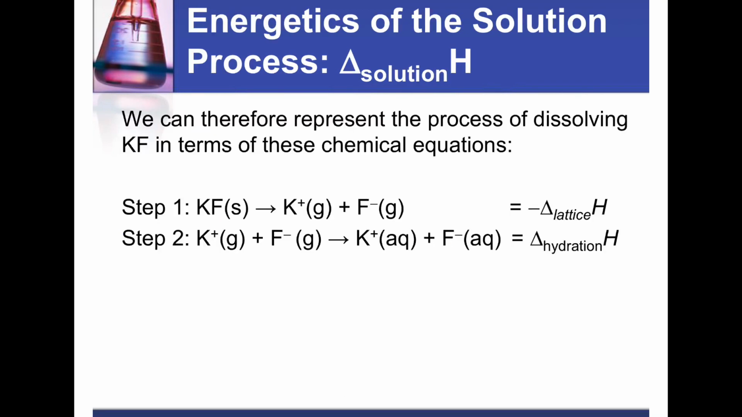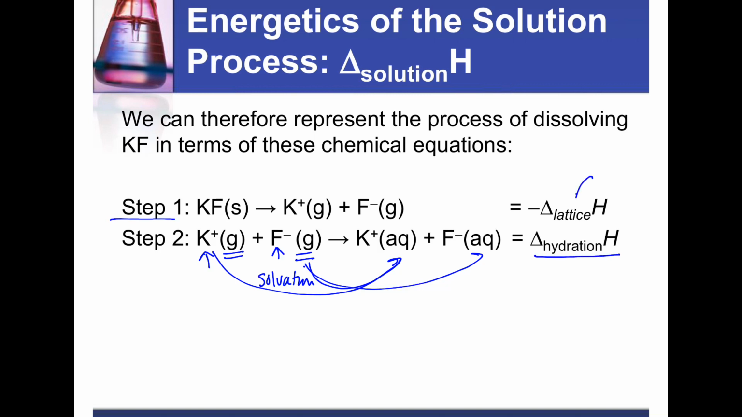So let's think about this in two steps. In step one, we are going to break the crystal apart into the two ions, and that is related to the lattice energy. And then in the second step, we're going to take the ions, which are in the gaseous state, and make them into aqueous compounds. That process is called solvation, and the amount of energy related with that is equal to the delta H of hydration. I know the formatting is a little bit weird on these. You can also think about it like this. And this one would be delta H hydration.